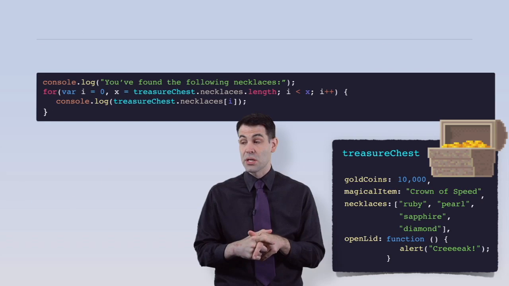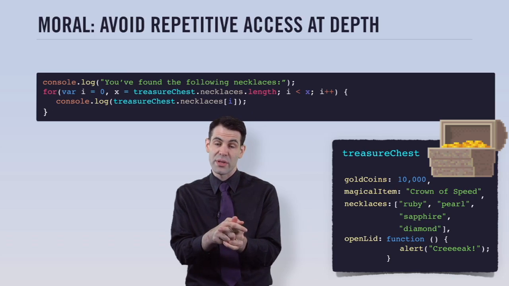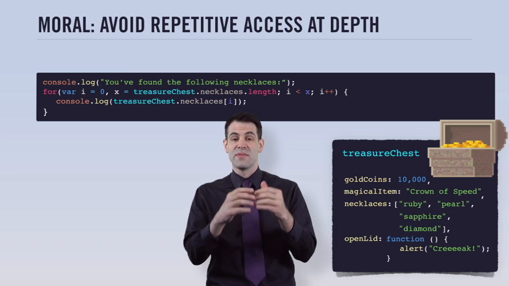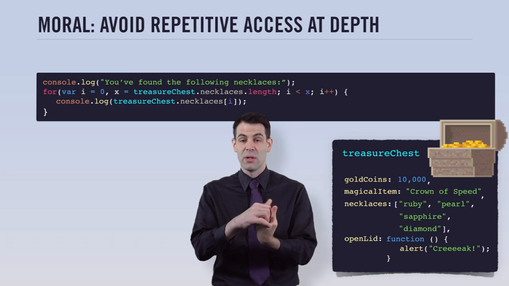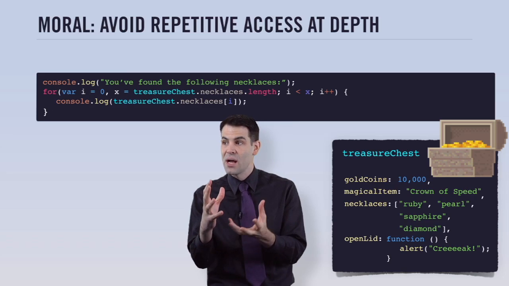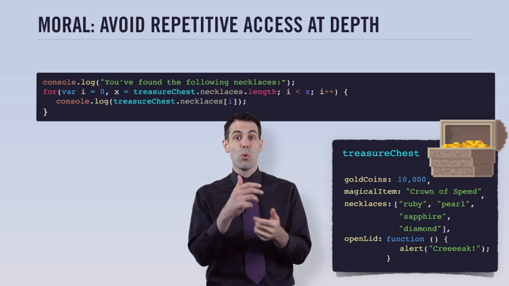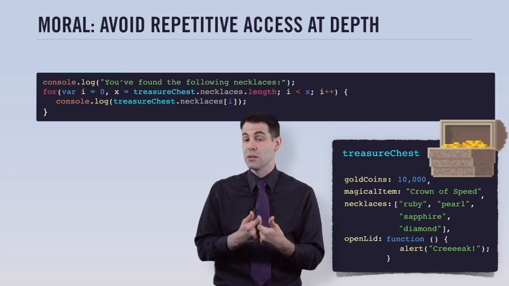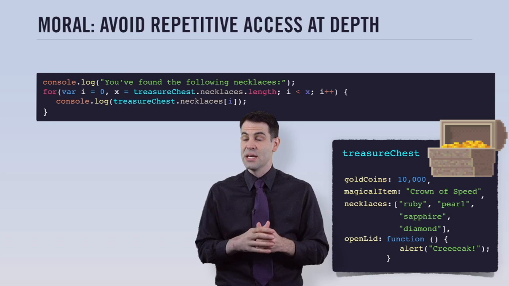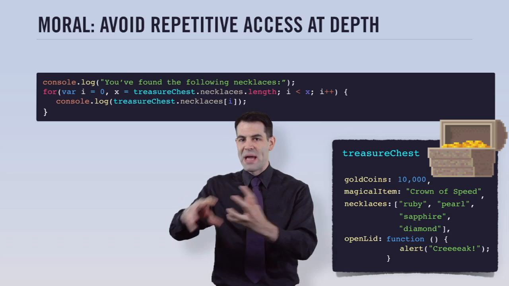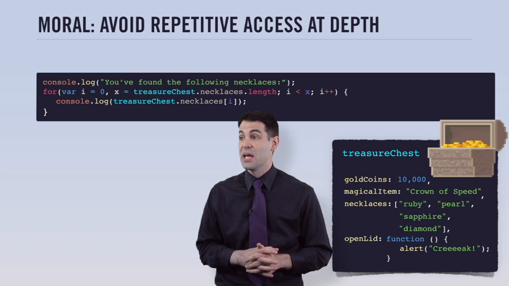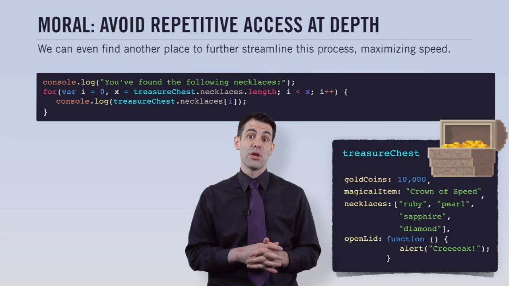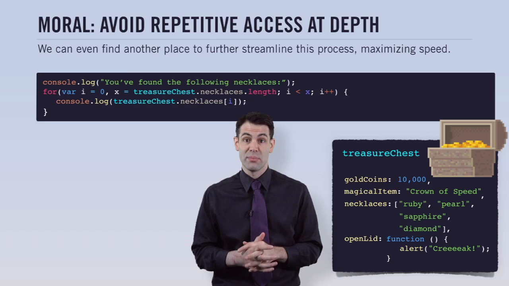Now, you may have noticed that a good approach to take when dealing with this kind of repetitive data access at depth is to store in a local variable any property or object or array item that is used more than once inside of a function. So the moral of this story is try to avoid that repetitive access at depth. And in our current code, we can even find a new place to further streamline this process.